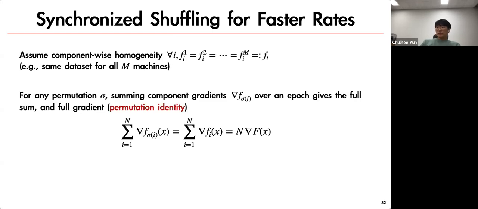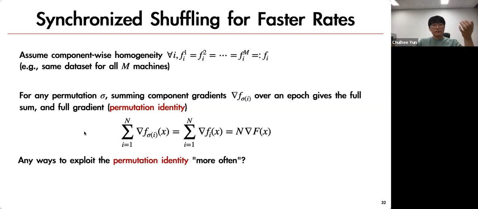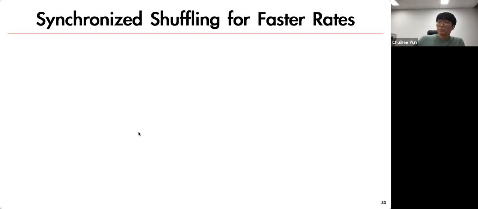So in the proof sketch of the upper bound, I used this identity called the permutation identity. Namely, summing the component gradients over an epoch gives the full sum, and then the full gradient. Because this identity was quite useful for proving faster rates of random reshuffling algorithms, the motivation for synchronized shuffling is to exploit this permutation identity more often. Okay, let me illustrate how we can do this.